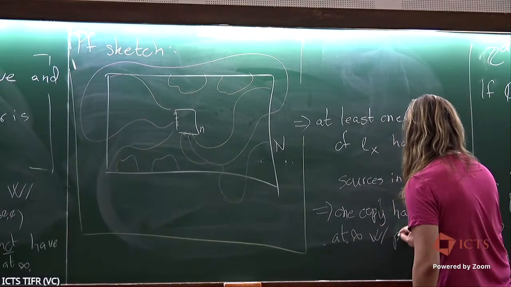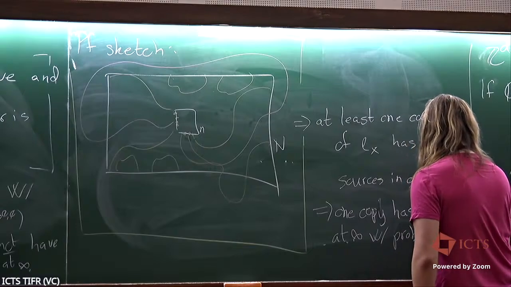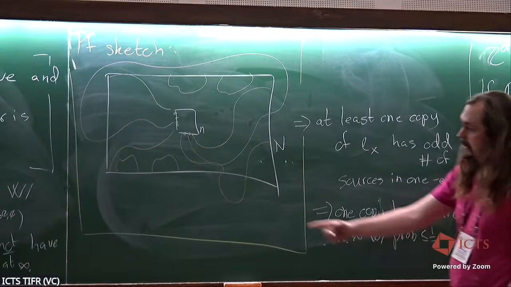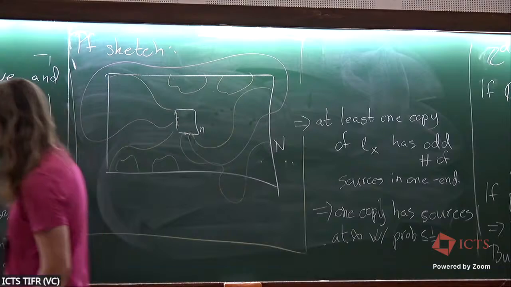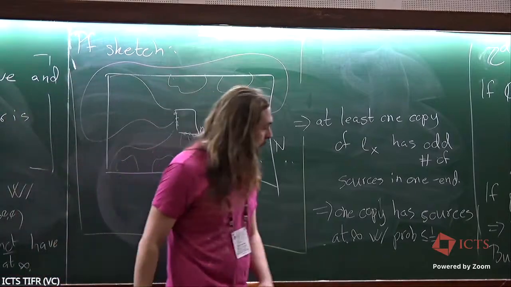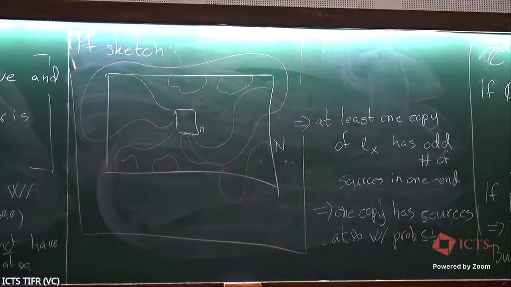And again, you're going to use ergodicity to conclude that then it's zero. All right. So you're going to use ergodicity to finish the job. You're going to say, this thing says I have sources at infinity with probability 1. This thing says I have sources at infinity with probability 0. This is a contradiction, so therefore I can't have two ends. And that's all I wanted to say. Thank you for your attention.